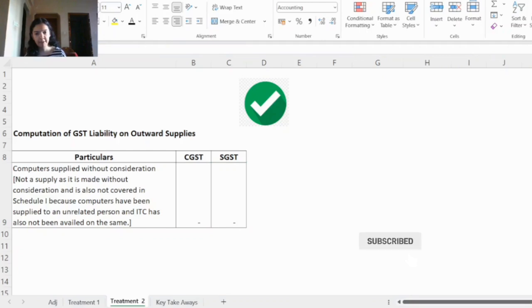So this is not a supply because it is made without consideration and it is also not covered under Schedule 1. So let's check in detail the relevant paras of Schedule 1 one by one. Whatever I told just now, we'll go through that in a bit more detail. Schedule 1 Para 1, permanent transfer or disposal of business assets where ITC has been availed. Here the computers were purchased from an unregistered supplier, so no ITC could have been claimed. Therefore Para 1 is not applicable.